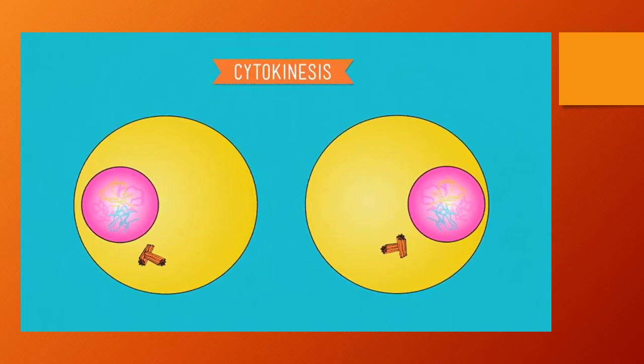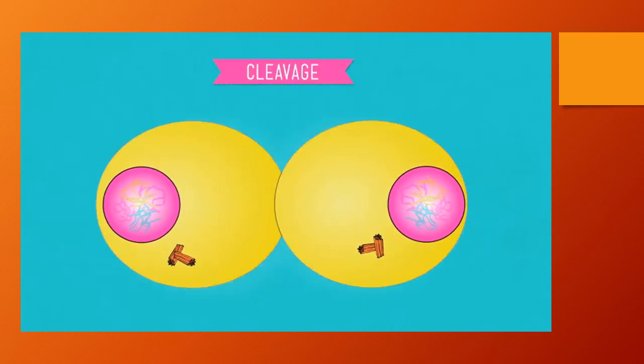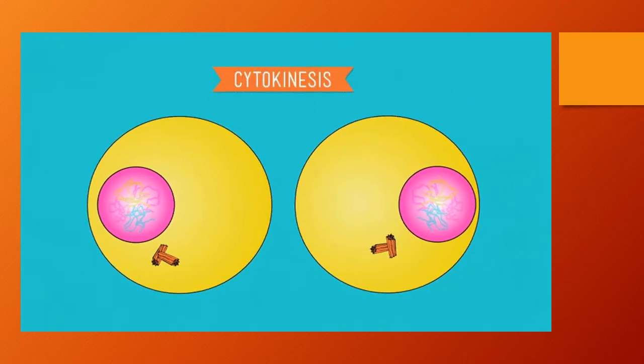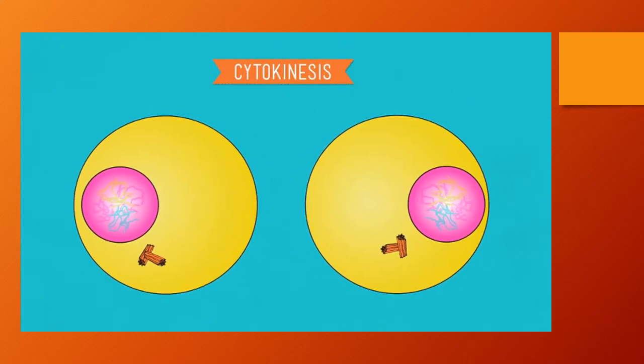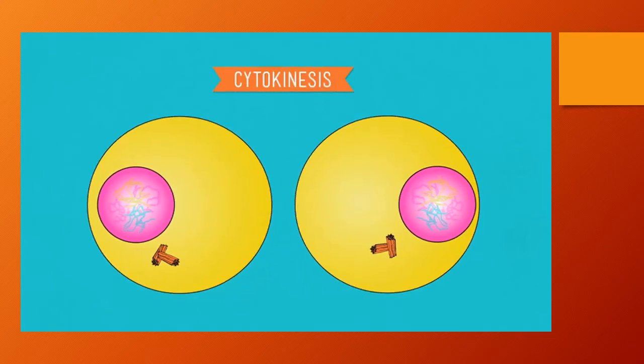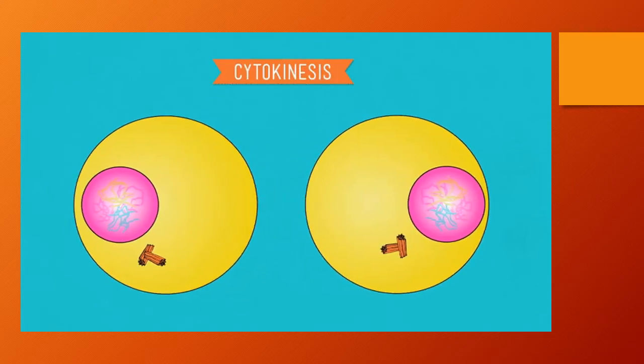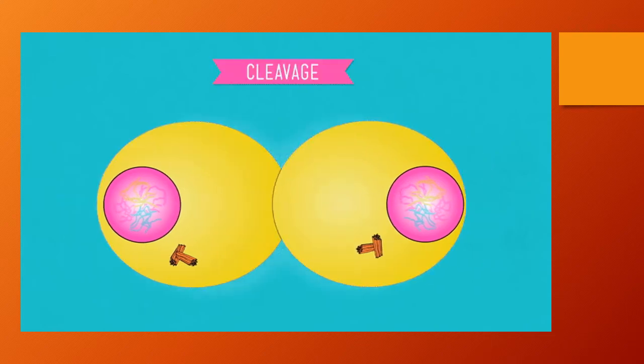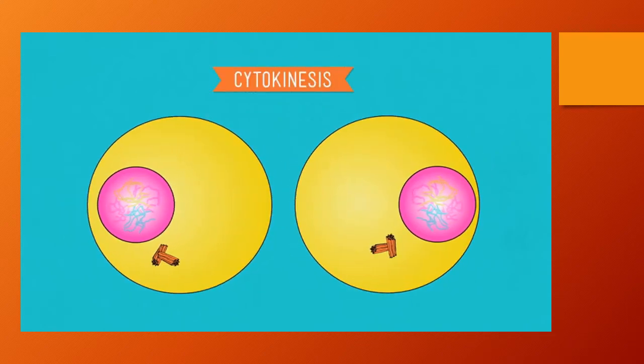Cytokinesis occurs at the same time as telophase, forming two new identical cells. After mitosis and cytokinesis, the cell returns to interphase to continue to grow and perform regular cell activities.